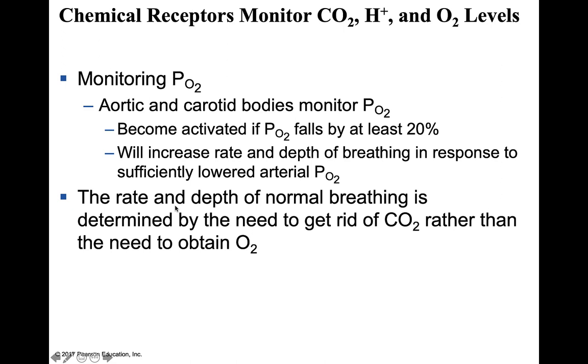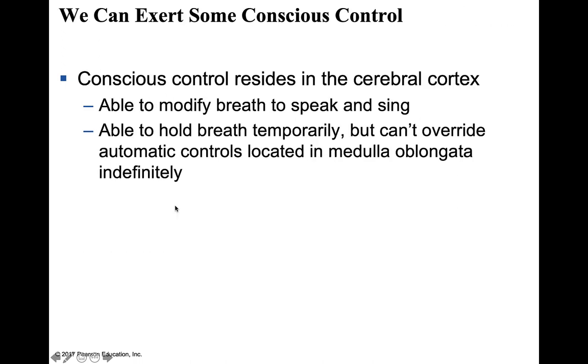When we talk about partial pressure of oxygen, that is monitored by what we consider the peripheral chemoreceptors. Those are found in the aortic arch and the carotid bodies. Here, oxygen has to fall quite a bit, at least 20%, before it will stimulate an increase in ventilation. So oxygen levels need to be especially low. What I want us to keep in mind is that the rate and overall depth of our breathing pattern is determined more by the need to get rid of carbon dioxide than it is to obtain oxygen. That's something I want to make sure you're comfortable with.